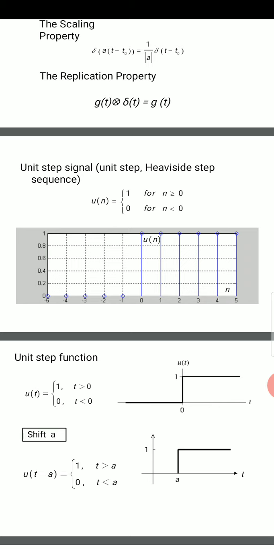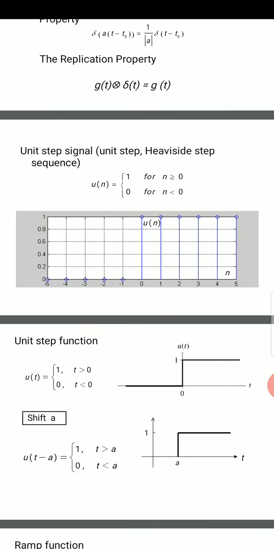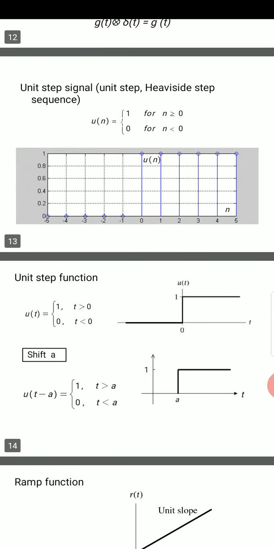So first of all, put t minus a equal to 0, so t equals a. So we can shift the element by a.